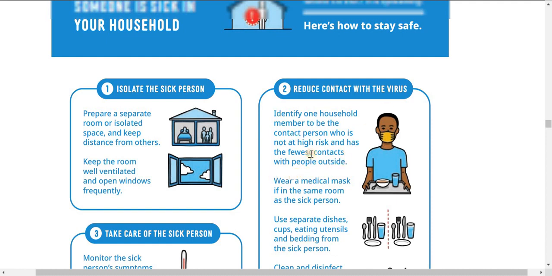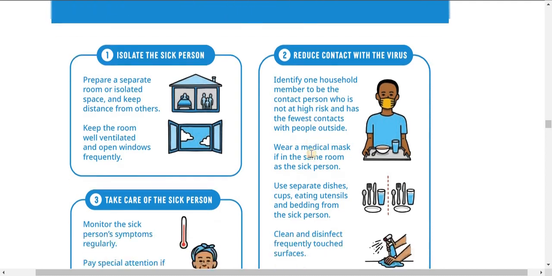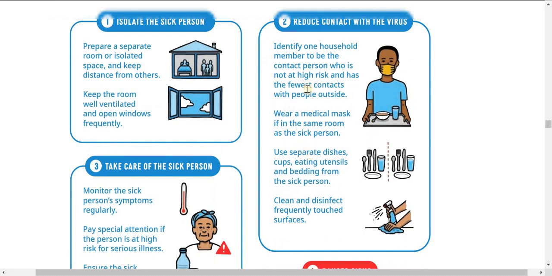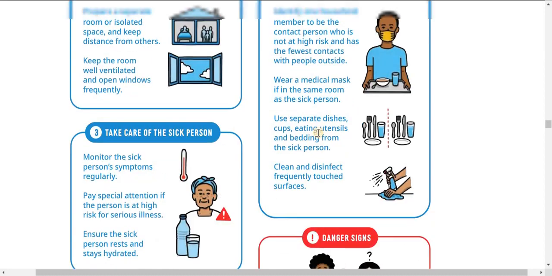So try to identify one member of the family to be the contact person, and the person should not be at high risk. Children and aged people are at high risk. So we have to choose a young adult, a person who has the most immunity, as the contact person. Wear a medical mask if he is in the same room as the sick person. So we must wear medical masks if we have to stay in the same room where the sick person lives.